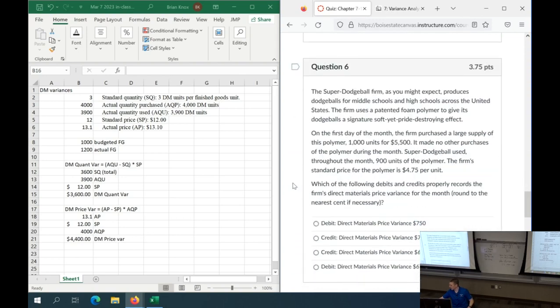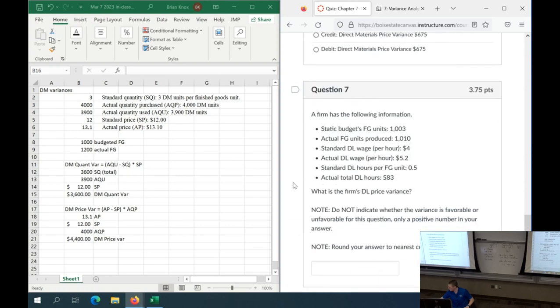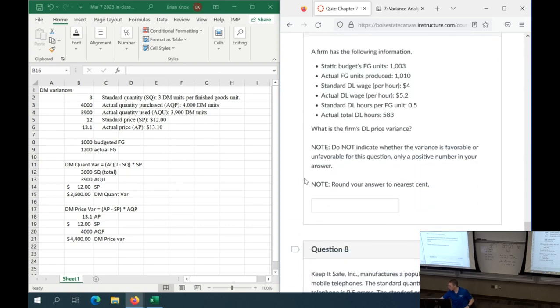Okay, so I'm not going to do the calculation. I want to do one more calculation, and we'll do this one. How about that? Nice, easy.